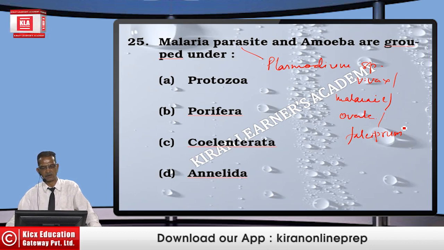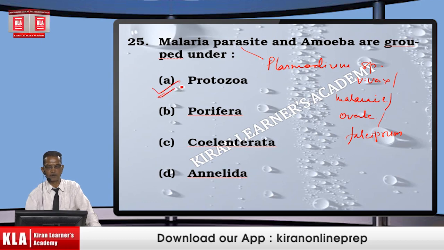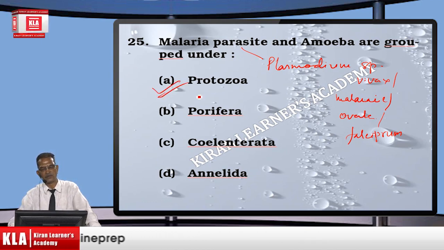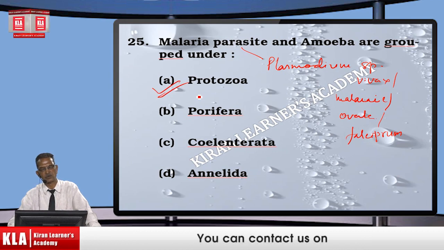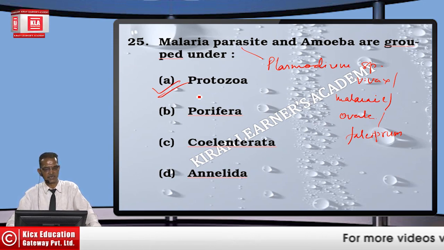And the amoeba are grouped under the category of protozoa because they are protozoans. Amoeba undergo binary fission, whereas malaria parasite undergoes multiple fission. That's the basic difference. And other is amoeba is free living, whereas malaria parasite is parasitic, as the word parasite says.